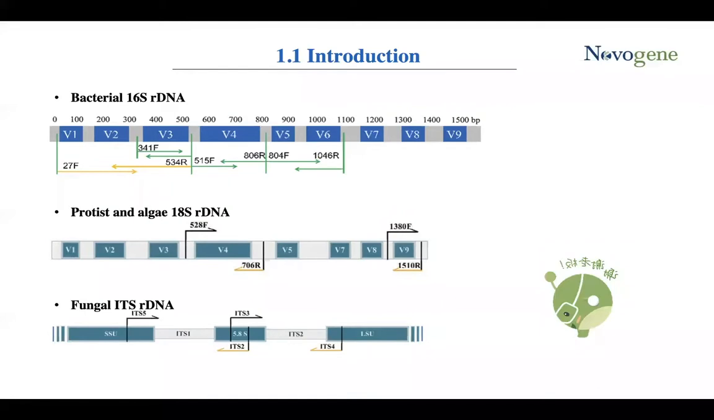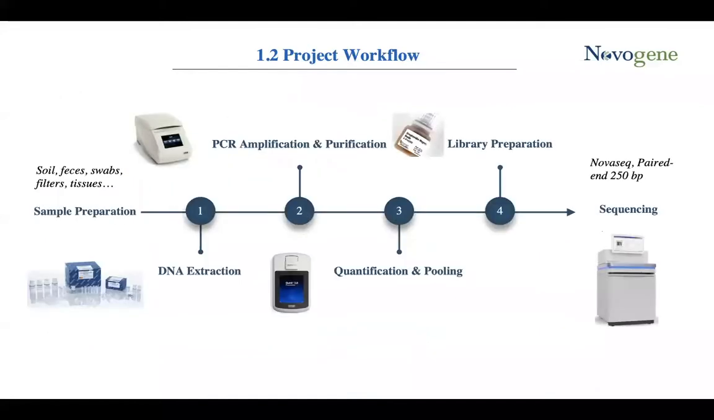After some basic introduction, let's take a look at the project workflow of amplicon sequencing. At Norwegian, we can provide the entire solution for 16S, 18S, or ITS amplicon metagenomic sequencing, which means you give us your samples and we return sequencing data and bioinformatic analysis results. When your sample arrives, the lab technicians will perform DNA extraction using different kits or methods based on the type of your samples.